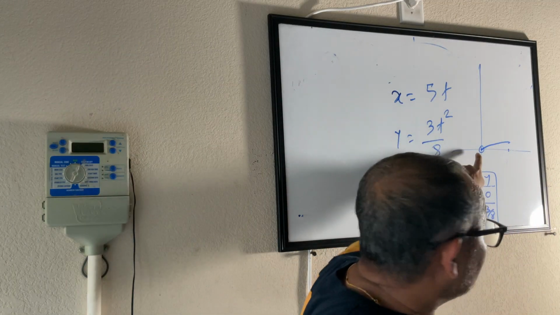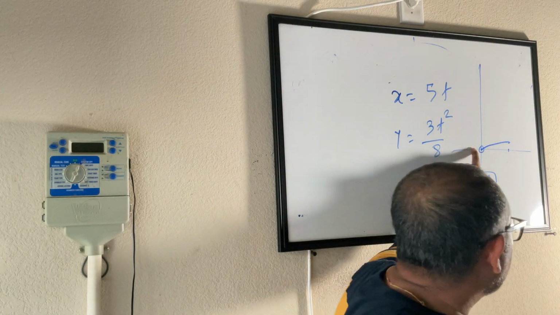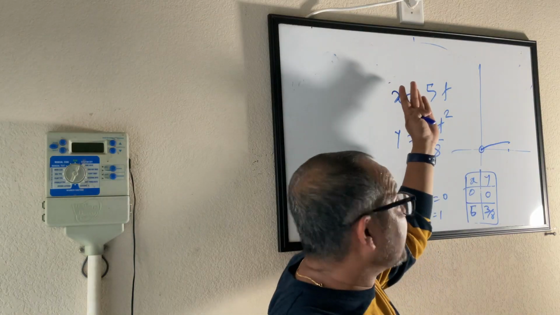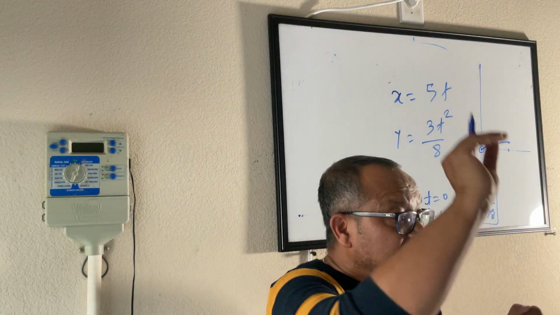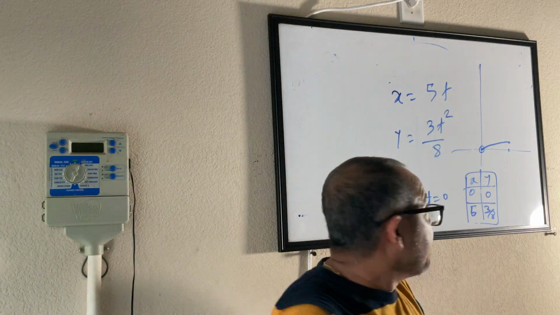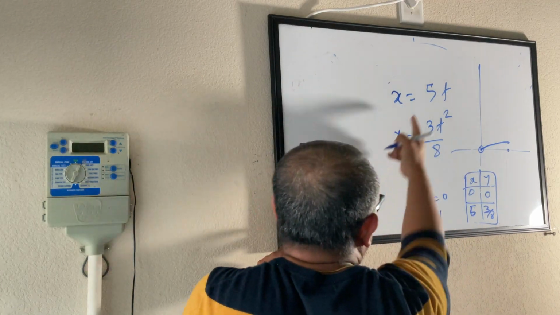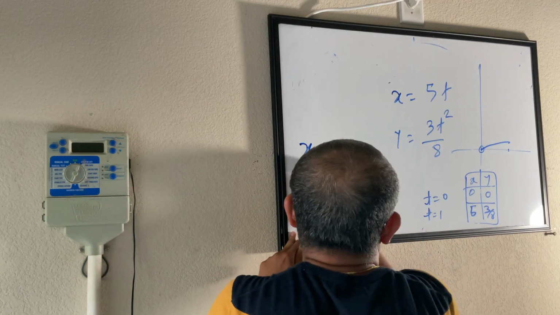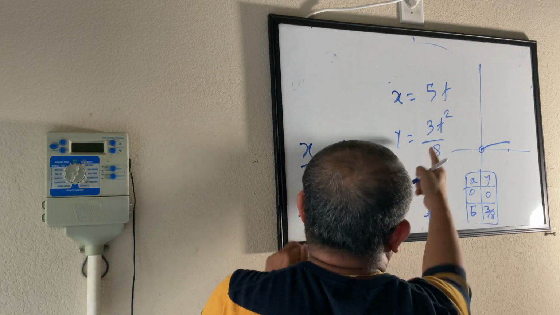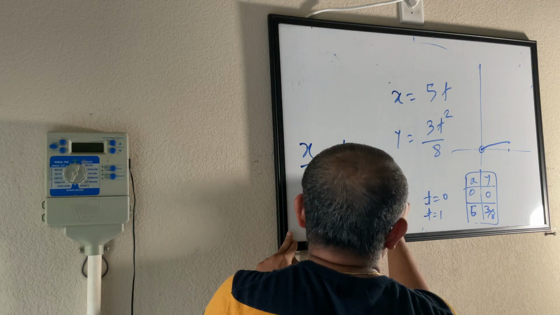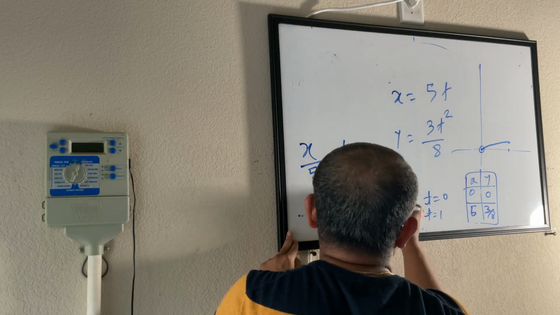So it tells you that you start from here, and as time progresses you move in this direction. When you look at a parametric equation, it tells you a starting point and the direction in which the graph is moving. But if you convert this into an equation in terms of x and y, t equals x over 5, and if you put it here, y equals 3 over 8 times t squared, so x over 5 squared.